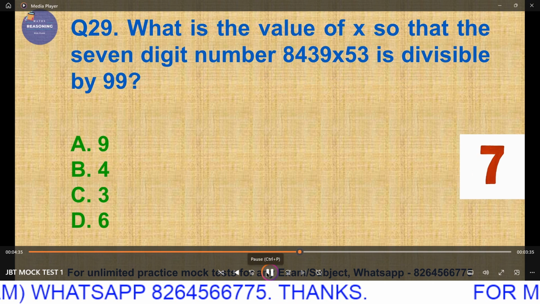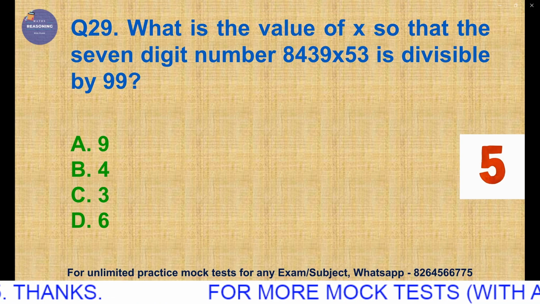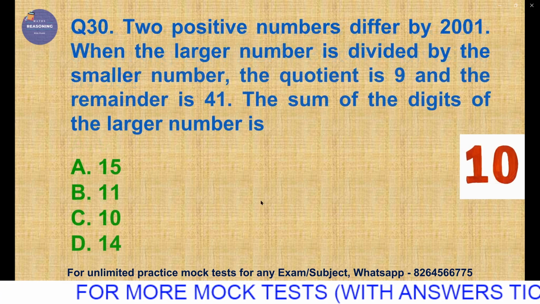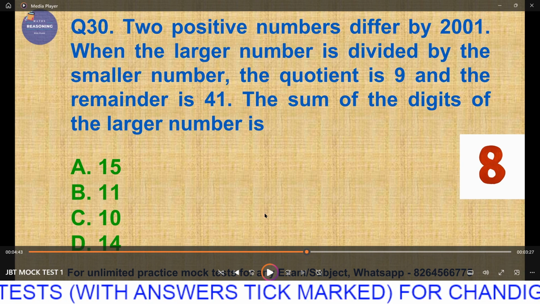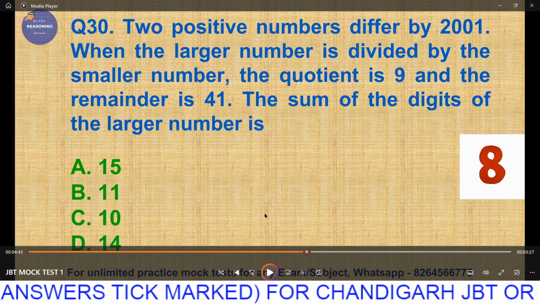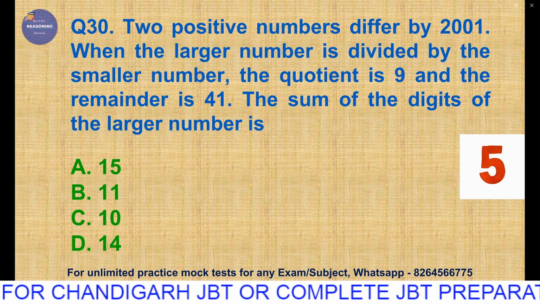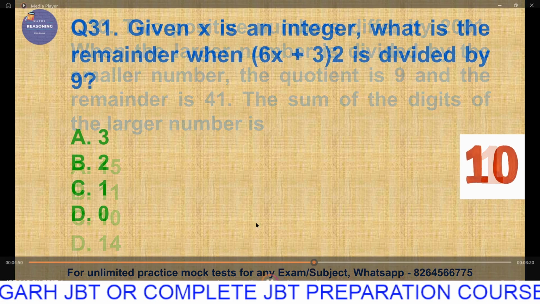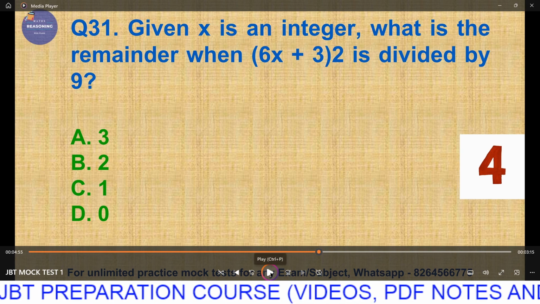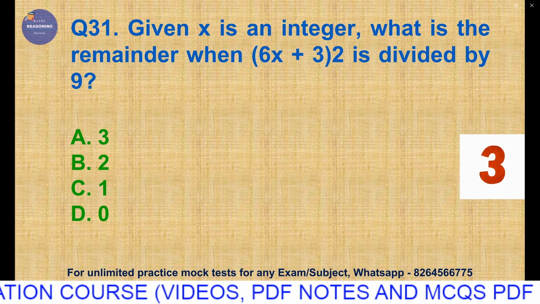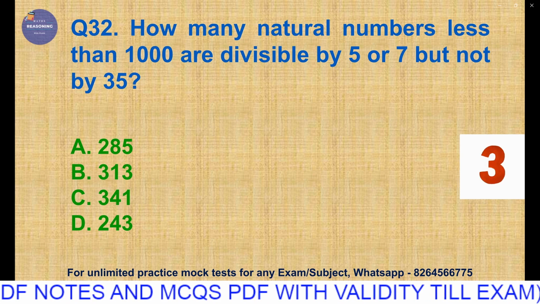What is the value of x so that the 7-digit number 8439x53 is divisible by 99? Two positive numbers differ by 2001. When the larger number is divided by the smaller number, the quotient is 9 and the remainder is 41. The sum of the digits of the larger number is. Given x is an integer, what is the remainder when (6x plus 3) into 2 is divided by 9? How many natural numbers less than 1000 are divisible by 5 or 7 but not by 35?